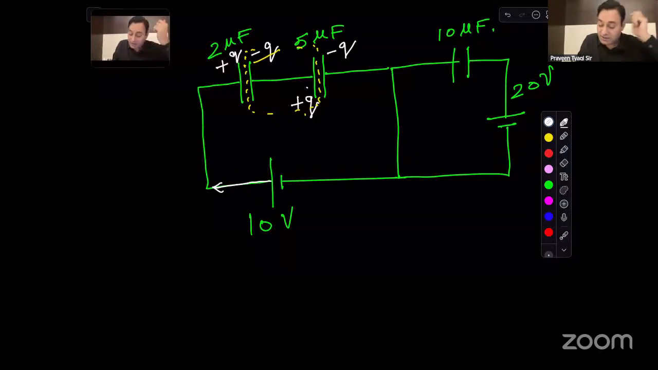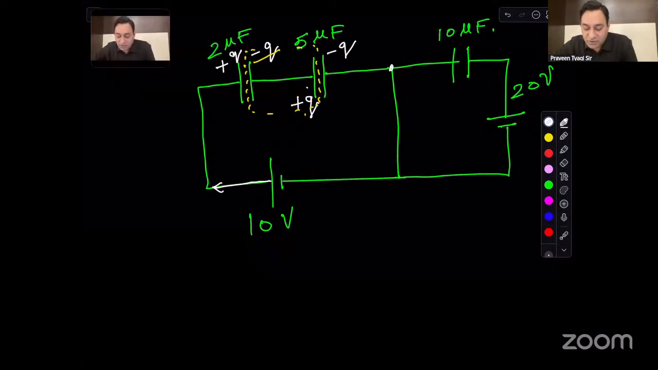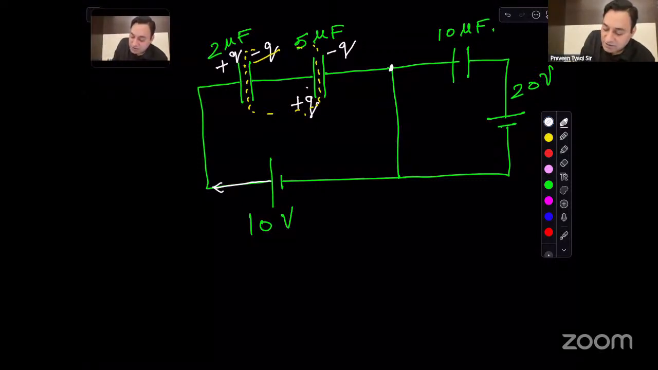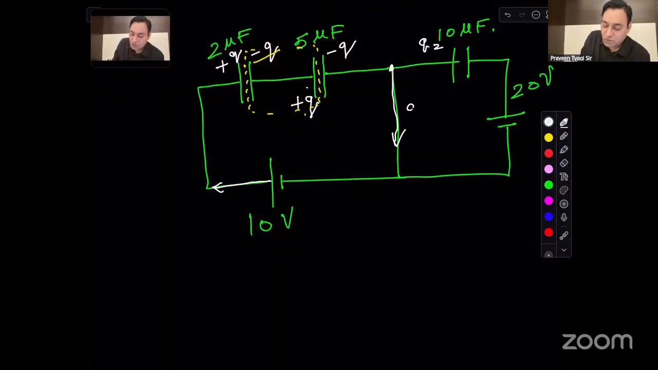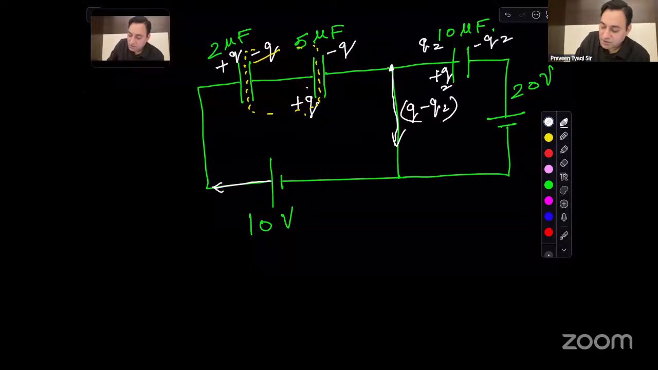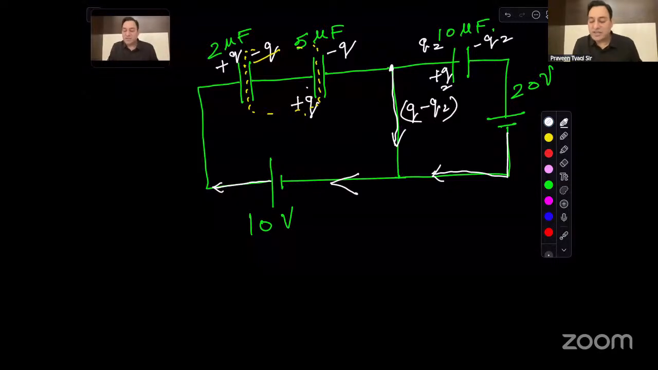Now, again, the same thing. Here, plus Q, minus Q. And now for this point, there will be some plus Q charge flowing from here. So let's assume this is Q2. So this will be Q minus Q2 going this way. Q2 charge goes like this. This is Q2. This is minus Q2. Q2 comes here. Q1 minus Q2 comes here. Q charge comes here. And the charge conservation has been applied.